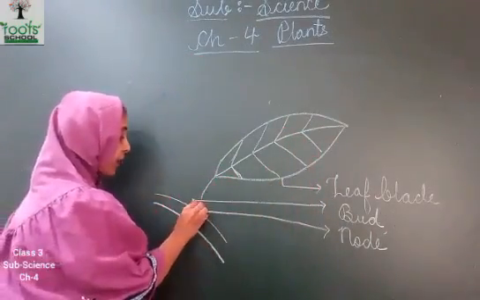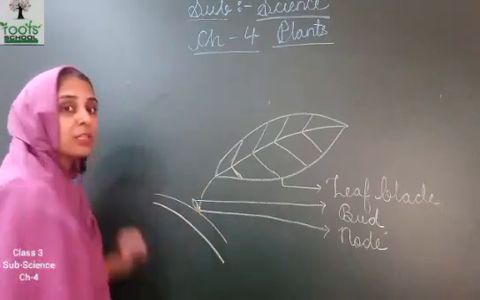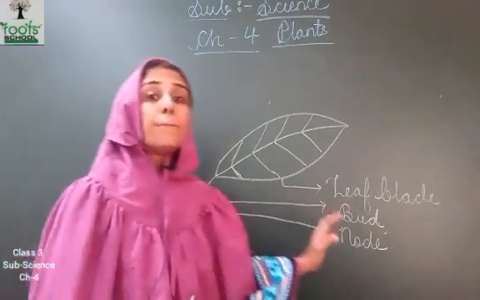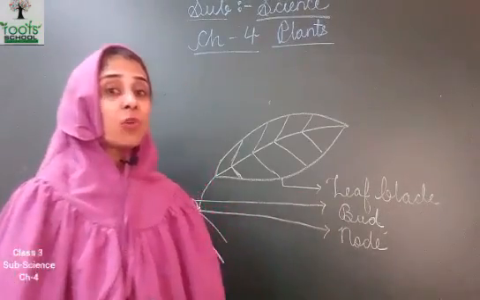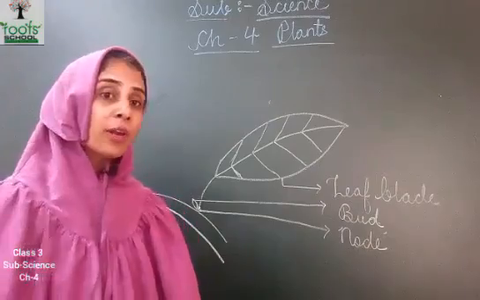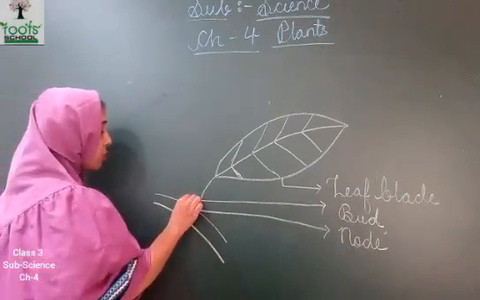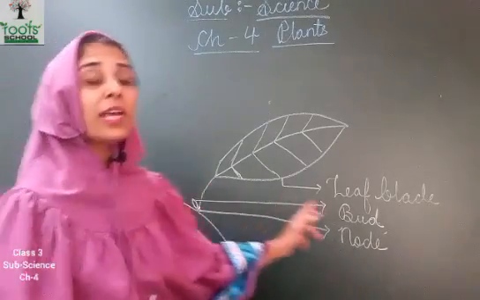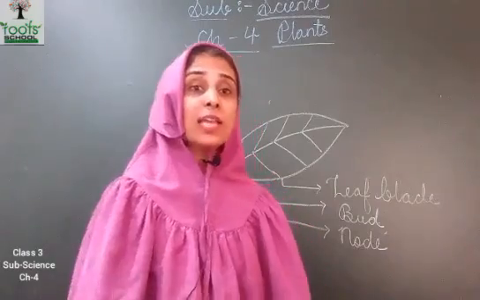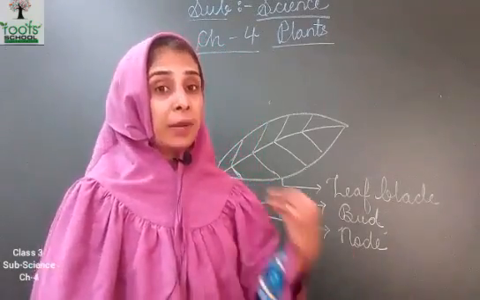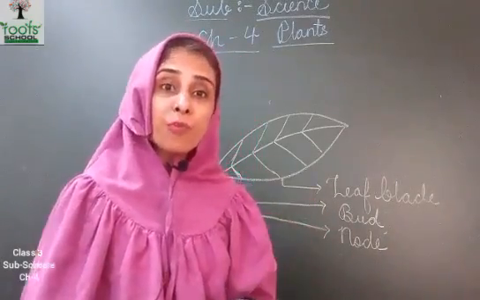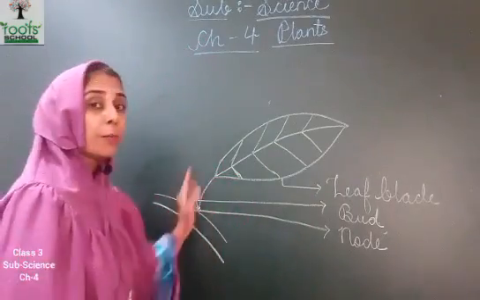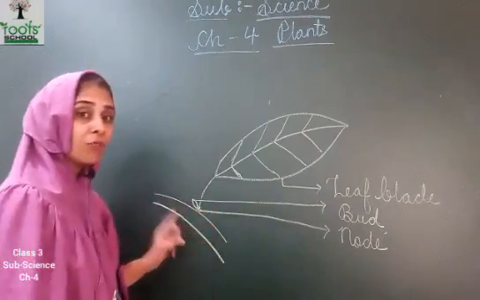You can see the point where it is attached to the stem is called the node. What is this point called? Node. And you can see a small outgrowth coming out of the leaf. This is called a bud. Now it can turn into a flower or fruits. It is coming out of the stem.